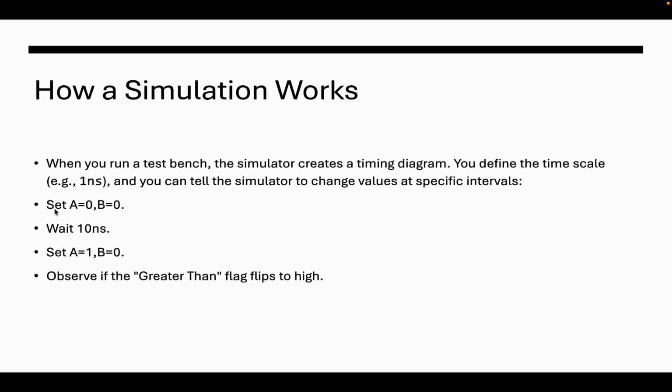For the first 1 nanosecond, you have A equal to 0, B equal to 0, and you will check the output. Then you will wait for 10 nanoseconds. Then you will set A equal to 1, B equal to 0, and observe if the greater than flag flips to high.